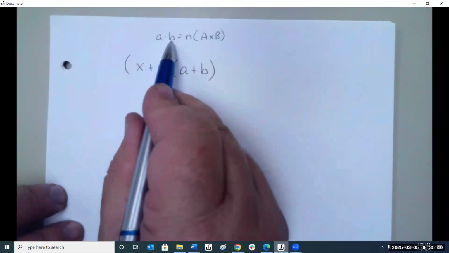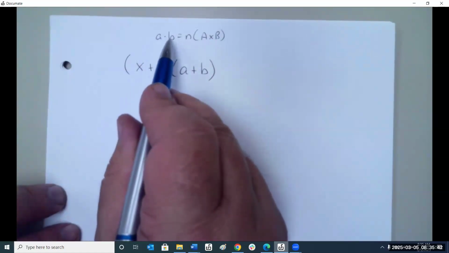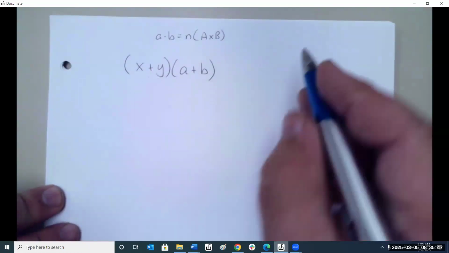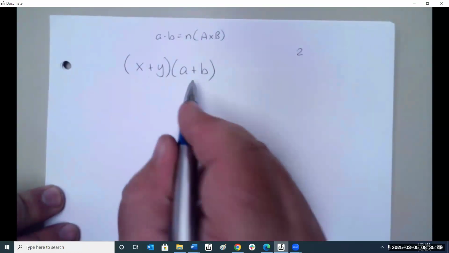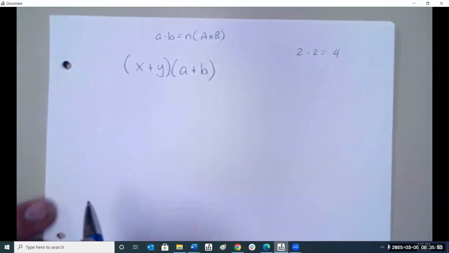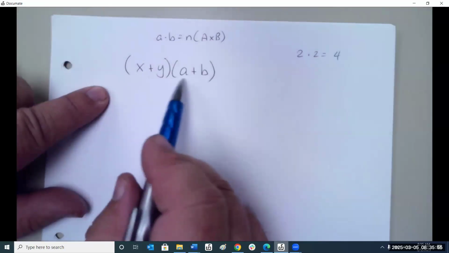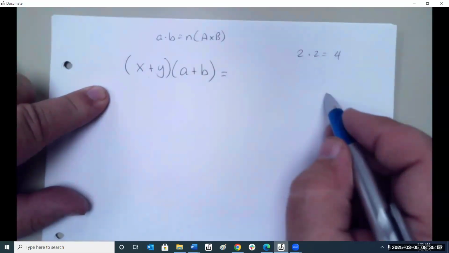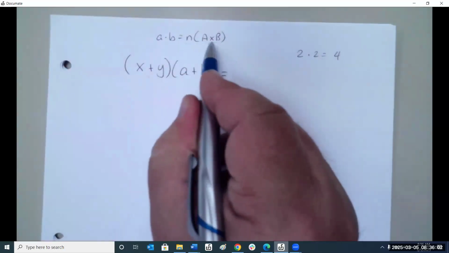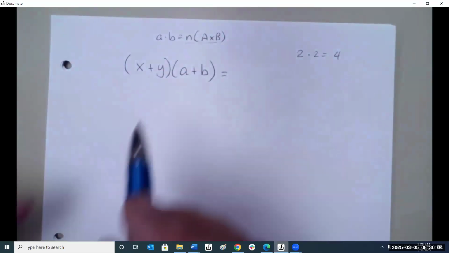So little a, little b tell us what? How many numbers were in each set? How many numbers are in this set? How many numbers are in this set? 2 more. So 2 times 2 is 4. So when we finish multiplying this, we're going to have 4 different numbers. Those guys.